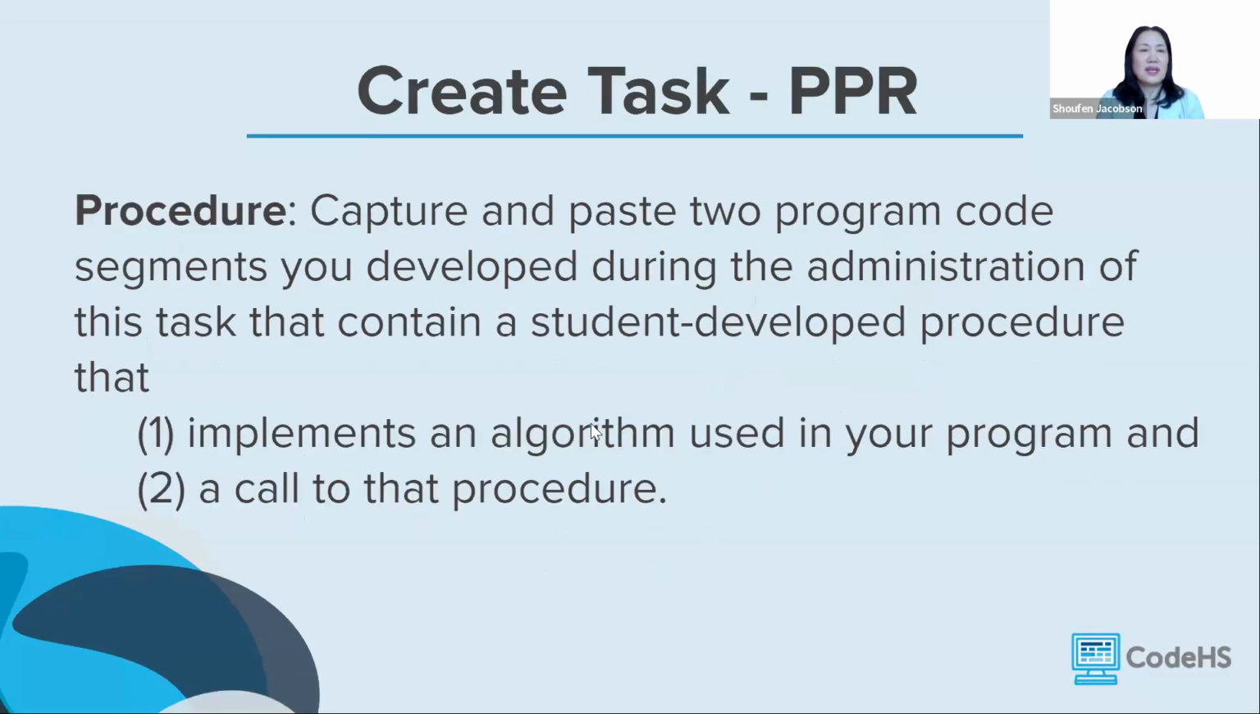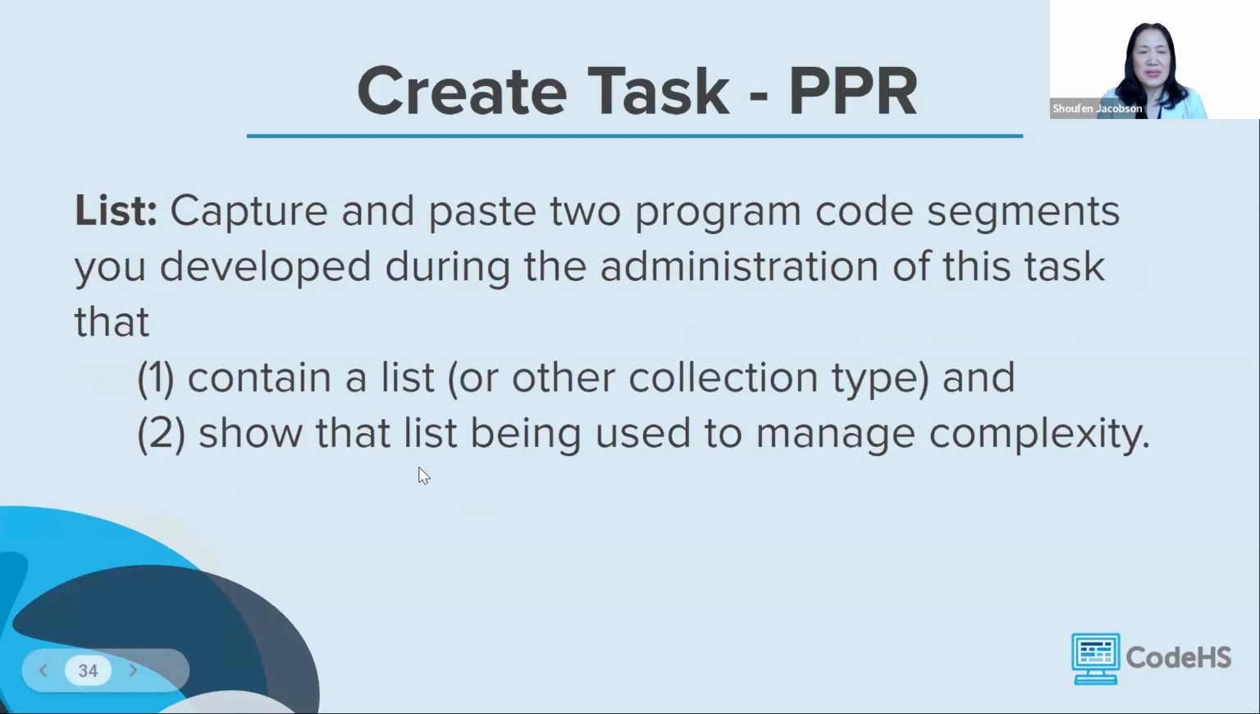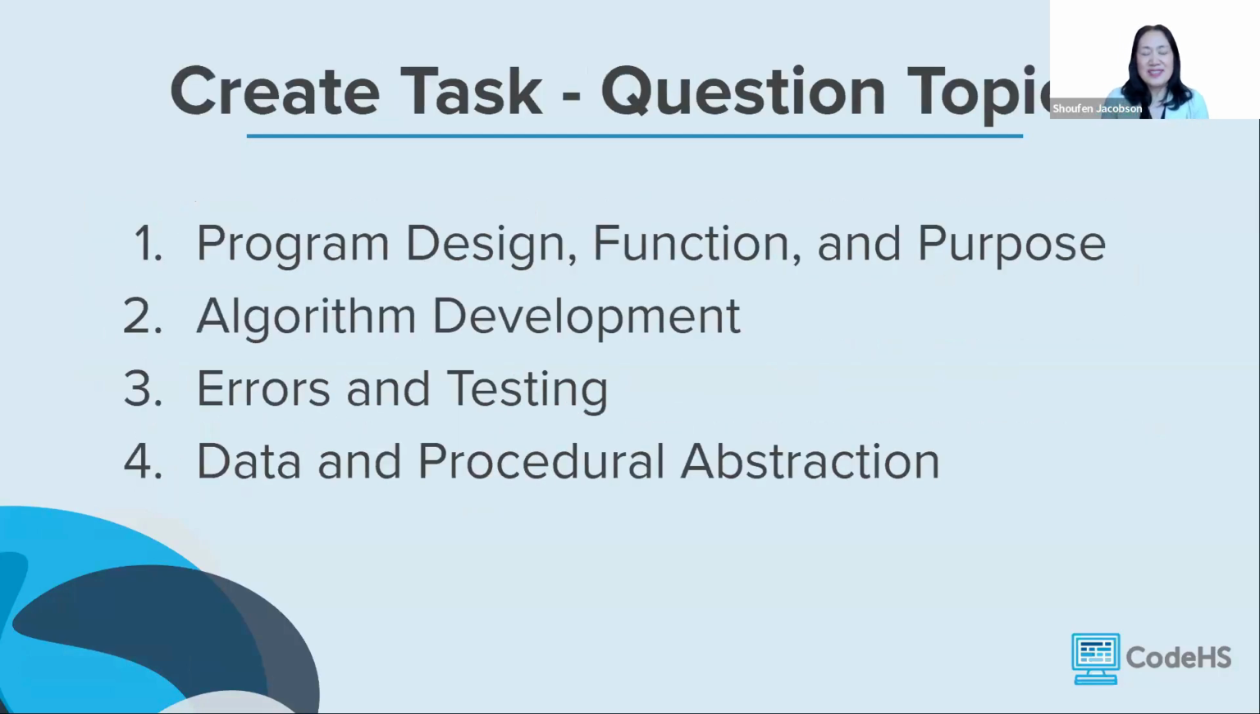And then the procedure part: you have to have 2 program code segments captured and pasted. The first is the student-developed procedure, and the other is the call to the procedure. That's that piece. The second part of the PPR is a list, showing what type of data is stored in the list, and showing how this list helps manage complexity. So this is this piece.